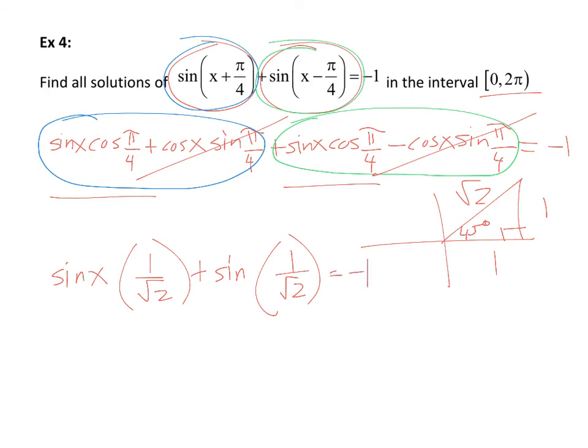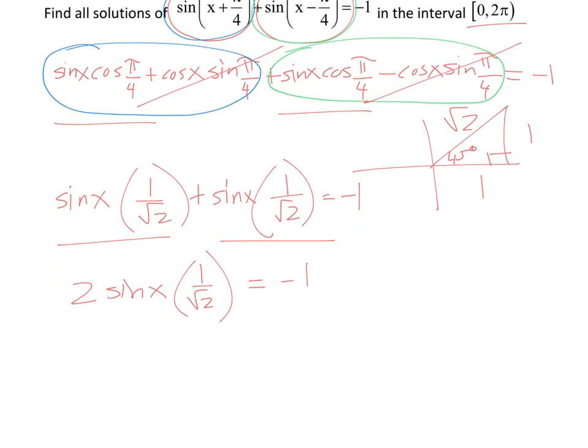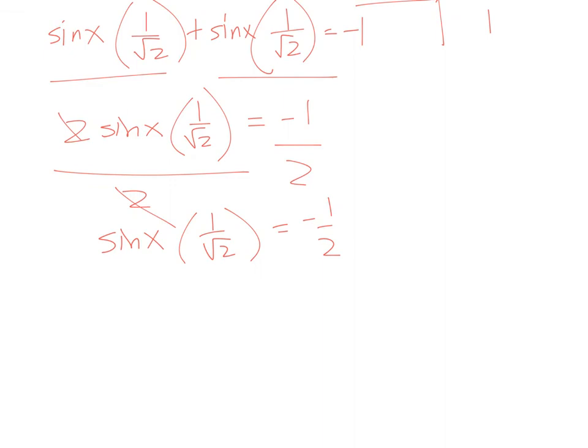All right, what do I get from this? Well, now I have sine. Oh, these are both identical. So I have 2 sine of x times 1 over square root of 2. That's equal to negative 1. Okay, so now I'm going to divide by 2. I have sine of x times 1 over square root of 2 is equal to negative 1 over 2. And now I'm going to multiply by square root of 2. These cancel out. Well, the sine of x is equal to negative square root of 2 over 2.